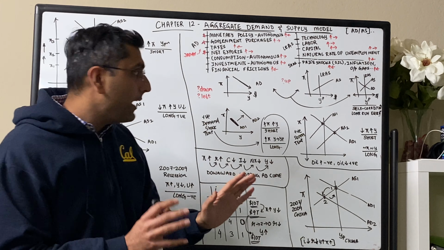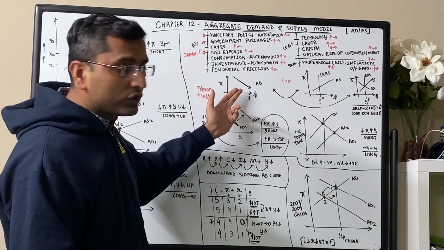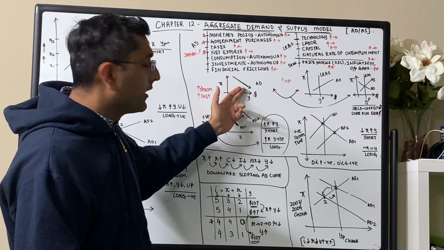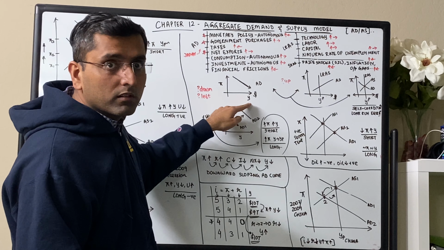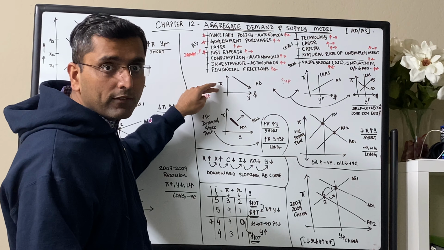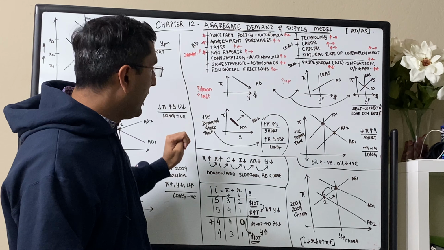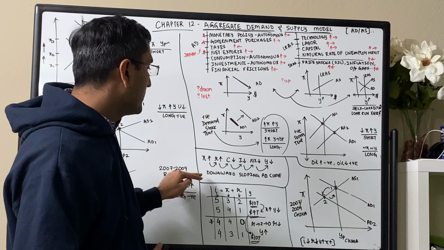So to quickly recap, an aggregate demand curve is a downward sloping curve. An increase in production reduces inflation. And we know that. So let's quickly recap. It was in the previous chapter.